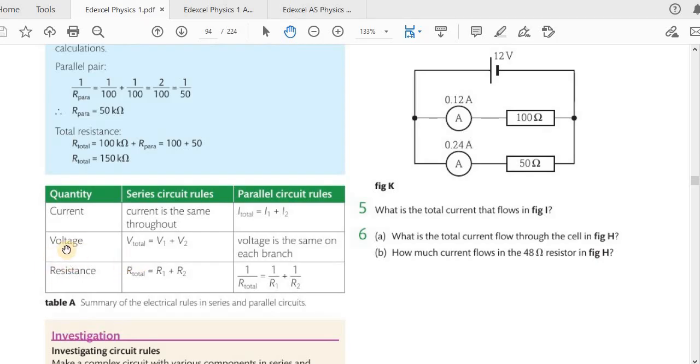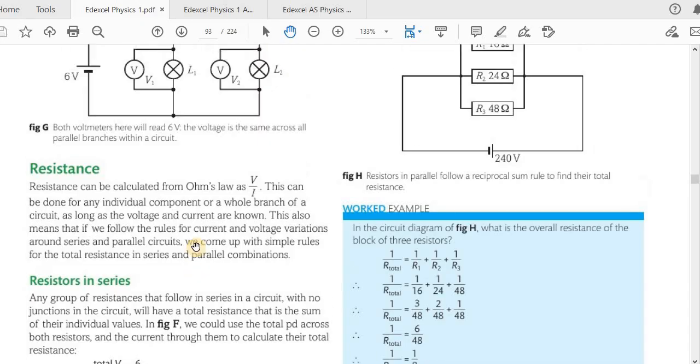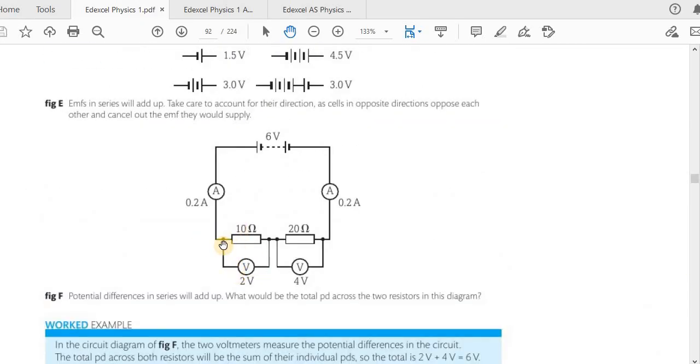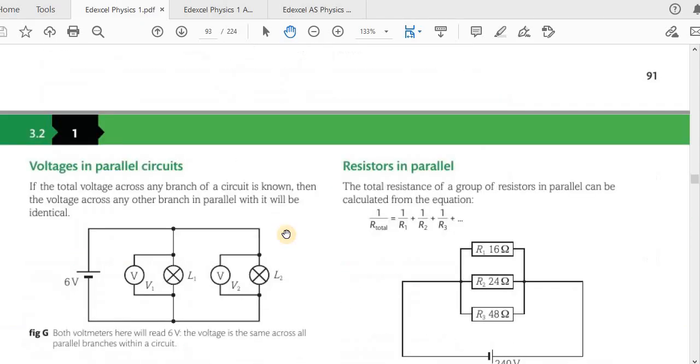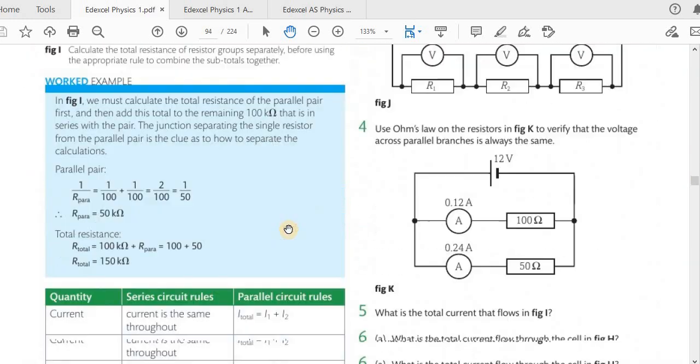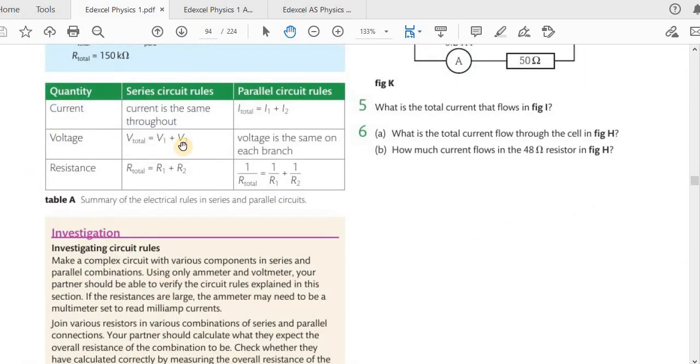Now looking at this table, for voltage in series, we add the voltages of the components like what we saw over here in this diagram. So the total potential difference between these 2 points is the sum of the individual potential differences, also called voltages, which is 6 volts. 2 plus 4, 6. And that is what we have here. That is when it is in series. Now, if the components are connected in parallel, the voltage is the same across all those components. So voltage is the same on each branch when in parallel. Okay, so this column is for parallel, this column is for series.